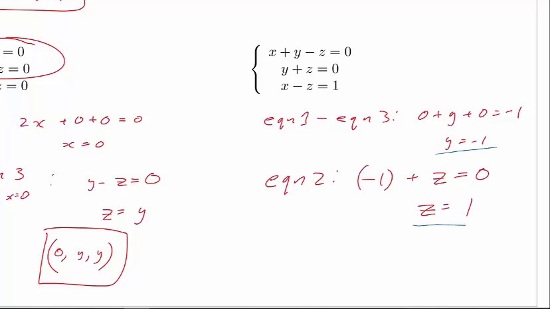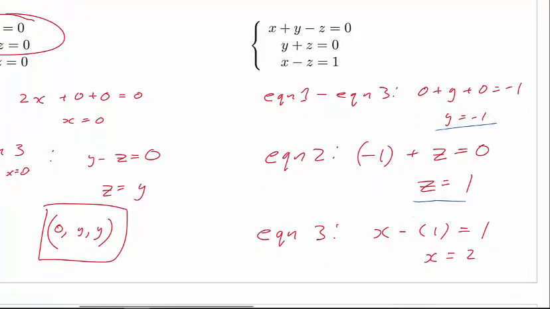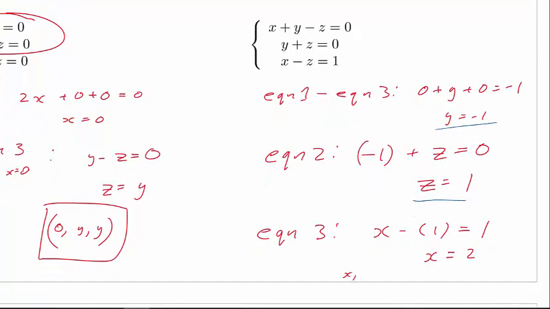So we can use both of these to find a value for x, and let's go ahead and use equation 3. In equation 3, we have x minus the value z has, which is 1, equals 1. Solving for x, we find that x equals 2. So our set of ordered triples (x, y, z) is (2, -1, 1).